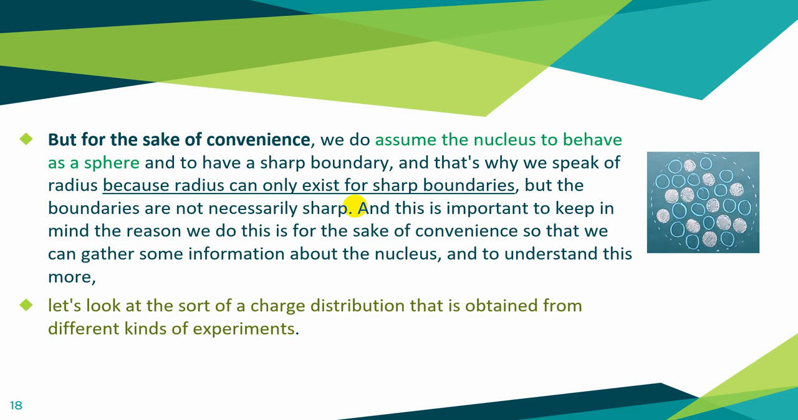But for the sake of convenience, we assume the nucleus to behave as a sphere and to have a sharp boundary. That's why we speak of radius, because radius can only exist for sharp boundaries, but the boundaries are not necessarily sharp. This is important to keep in mind. We do this for the sake of convenience, so that we can gather some information about the nucleus. To understand this more, let's look at the sort of charge distribution that is obtained from the different kinds of experiments.